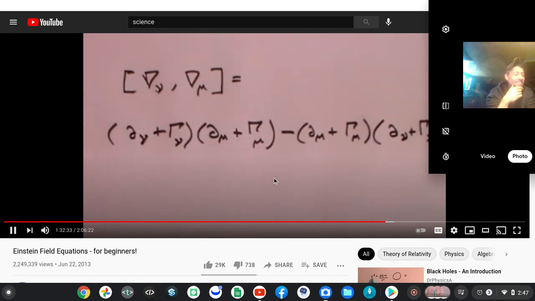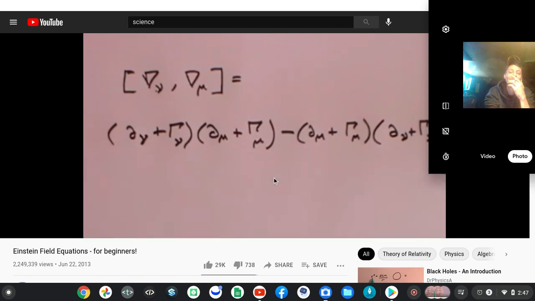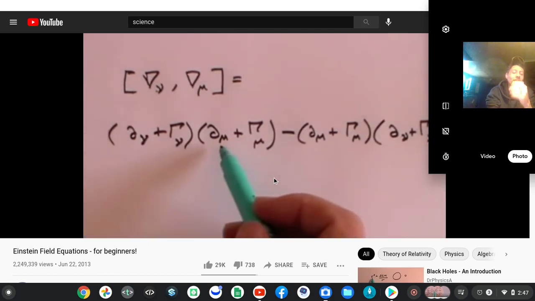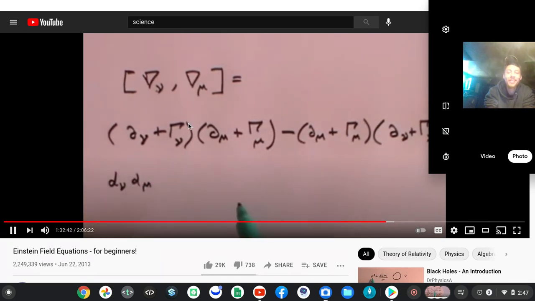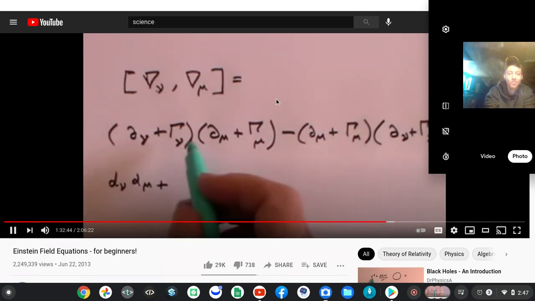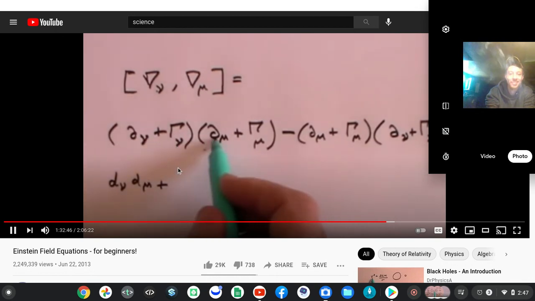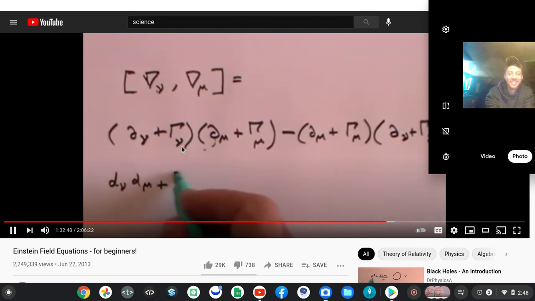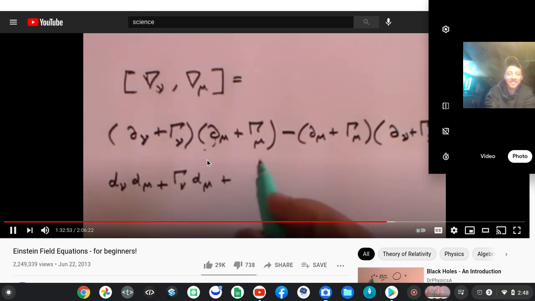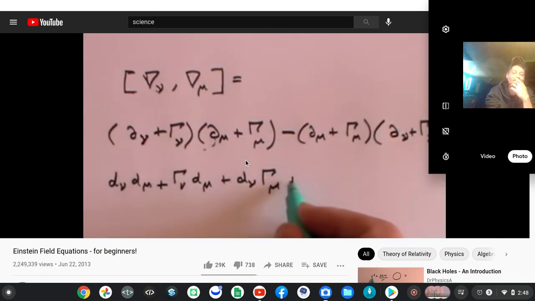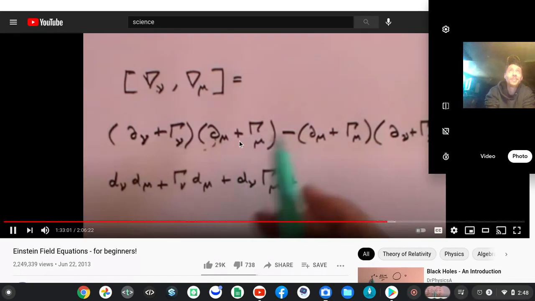And let's just multiply that all out. So we've got a d nu times d mu term. Then we've got d nu times gamma mu. Then we've got gamma nu times d mu. And finally we've got gamma nu times gamma mu.